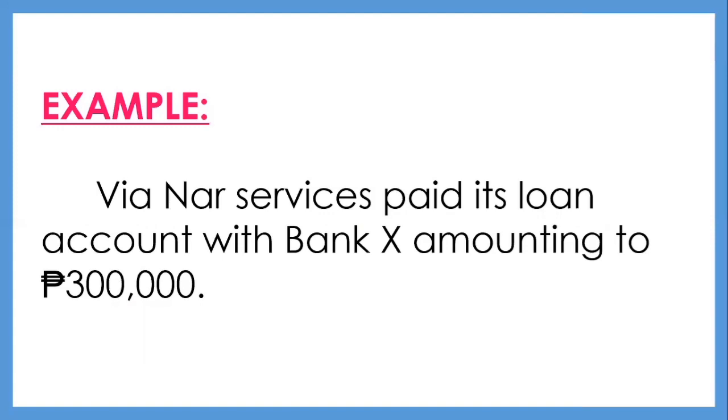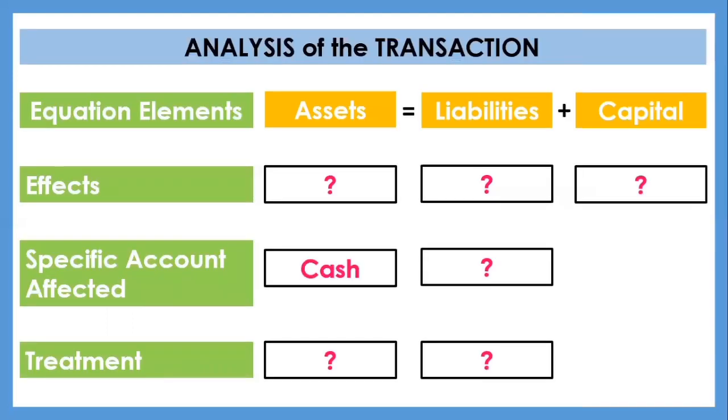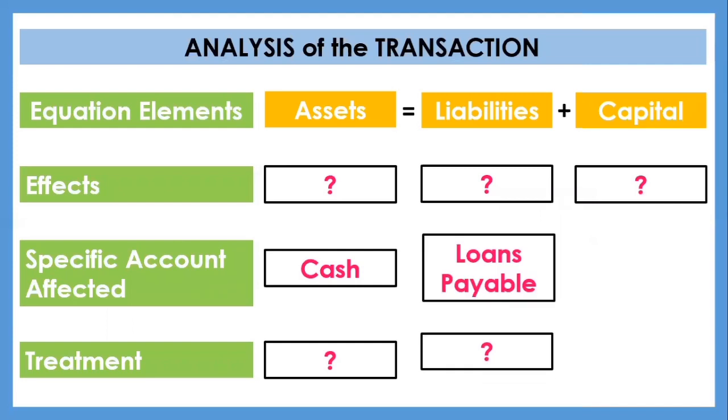Now, the first step that we need to do in order to solve this problem is to, again, analyze our transaction. We need to analyze the transaction in order for us to determine the specific accounts involved. Now, based on the given example, there are actually 2 accounts involved. First, we have cash, and second, we have loans payable.